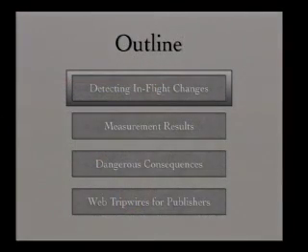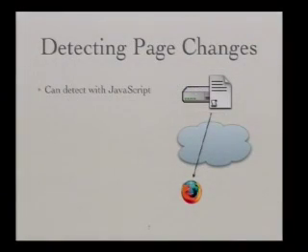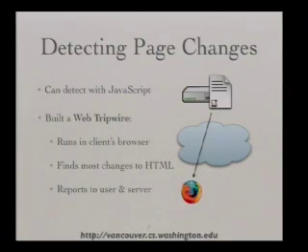So I'll show how we were able to detect these changes, what we found in our study, some of the dangerous consequences of the changes we did see, and then what publishers can do about it. So we realized we could detect a change like this just by putting JavaScript code on our own web page. So we call this a web tripwire. It's just a piece of code that looks for changes to a page. And the idea is we'll put this JavaScript code on our own web page, and when a client requests the page, that code runs in their browser.